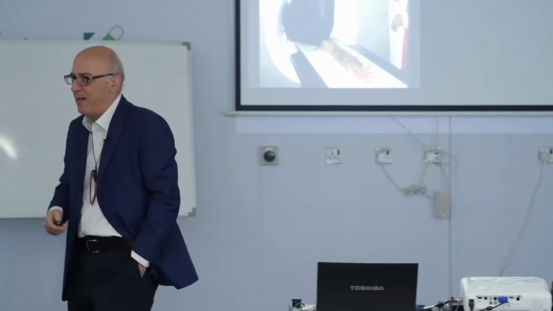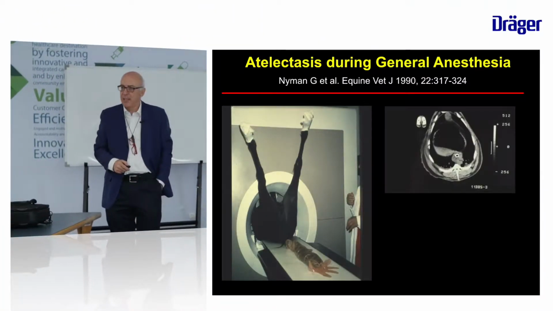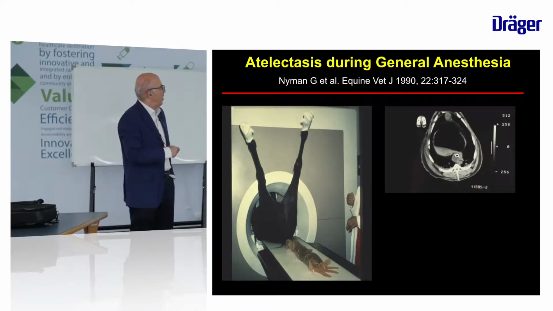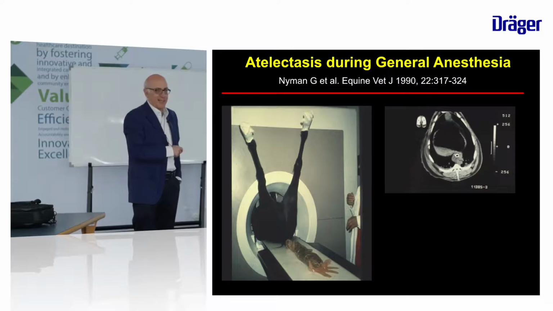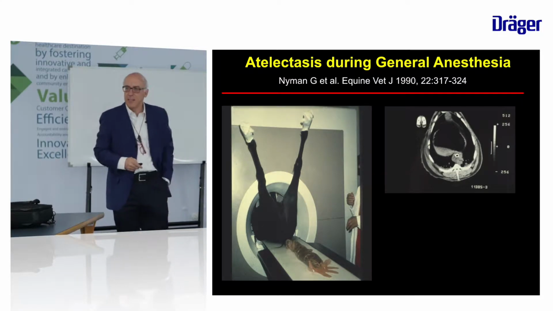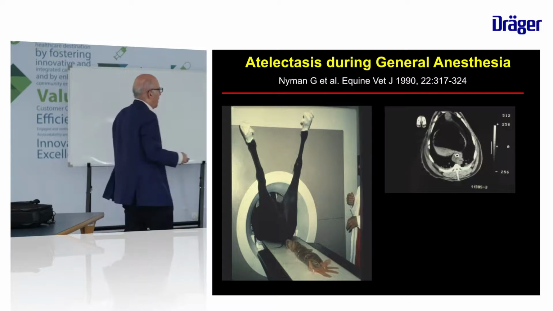And this is one of the first experiments they did in animals with the CT scan. These are ponies anesthetized. And this is the CT scan of a pony, of course sedated. And you see here the stomach, you see here the lung, and the very small amount of atelectasis when the animal is sedated.